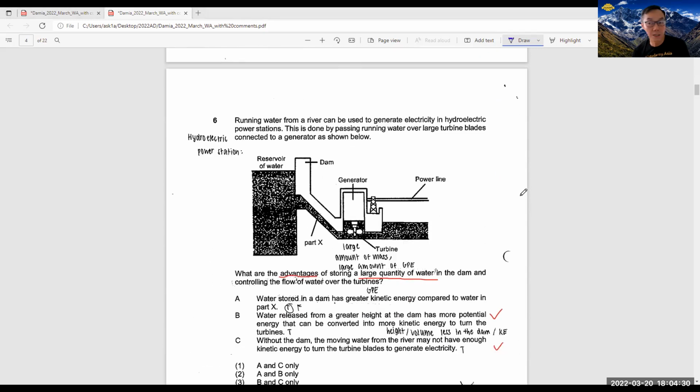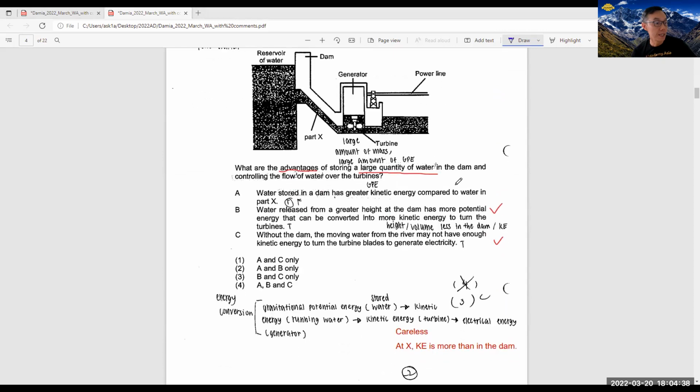Okay, this question and this diagram is very useful. It can be expanded to a Section B open-ended question. And here the student made a careless mistake, because at part X the kinetic energy is even more than at the dam, because it's flowing at a high speed. So for this answer, the correct answer should be option 3.